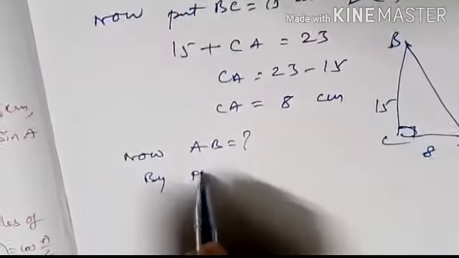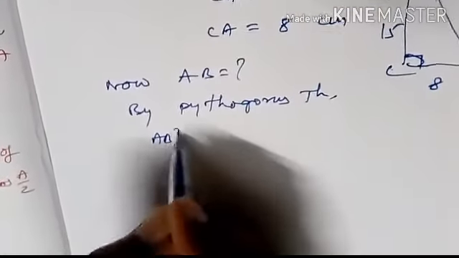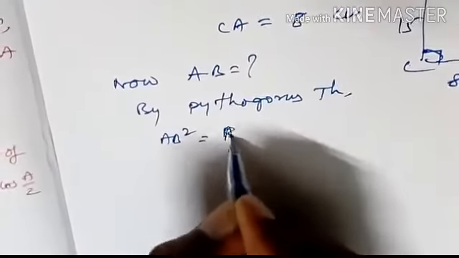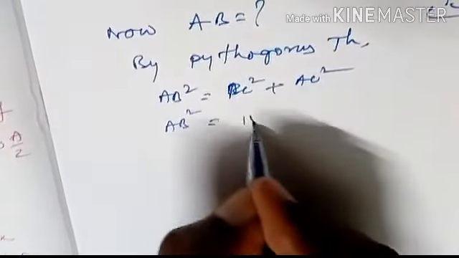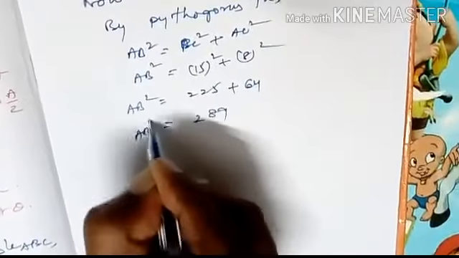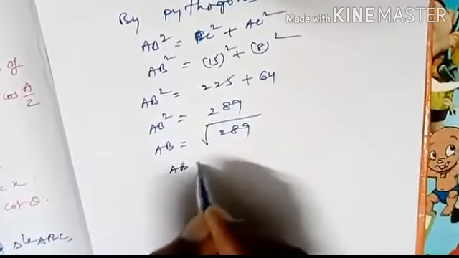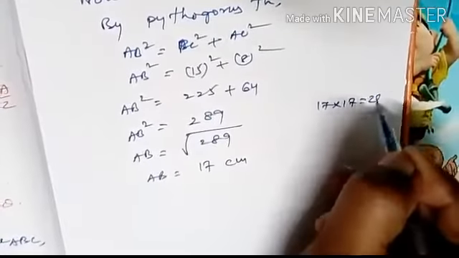By Pythagoras theorem, AB square is equal to BC square plus AC square. So AB square is equal to 15 square plus 8 square. 15 square means 225 and 8 square means 64. We'll get 289. AB square is equal to 289. So AB is equal to square root of 289, AB is equal to 17 centimeters, because 17 into 17 is equal to 289.